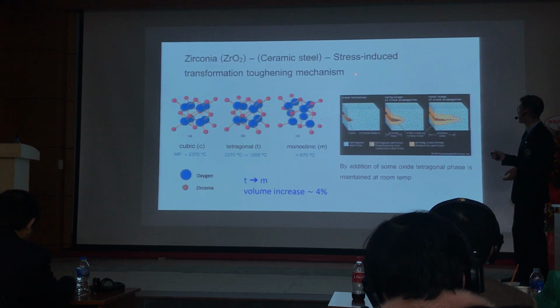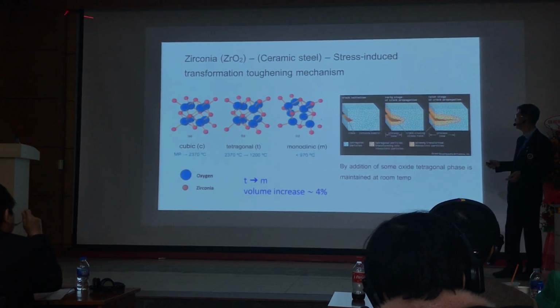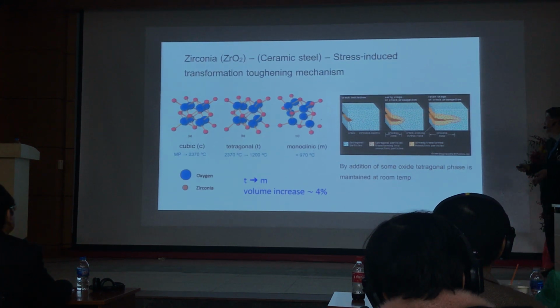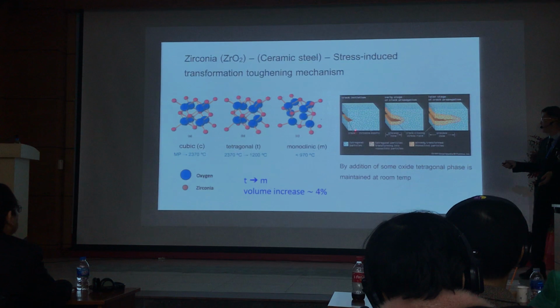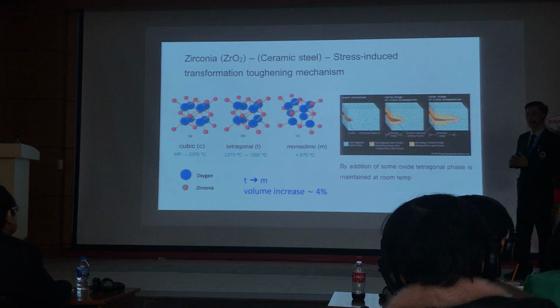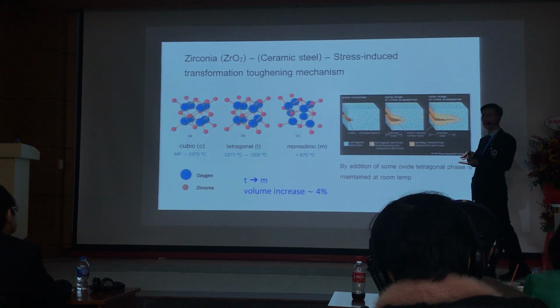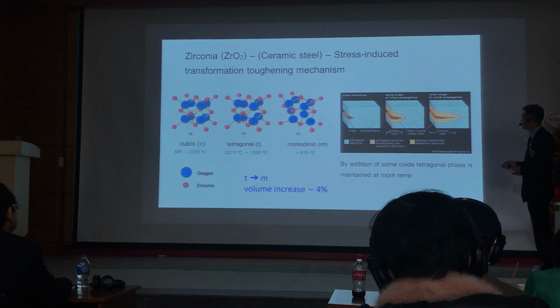It's going to resist the crack when there is a stress in the material. This process is called stress-induced transformation toughening mechanism. What happens when the crack occurs in the zirconia? When the crack occurs, this process, stress-induced transformation, allows the zirconia to expand around 4%. So when you try to open the crack, the zirconia is going to expand and try to squeeze it down. That's why zirconia is very strong.